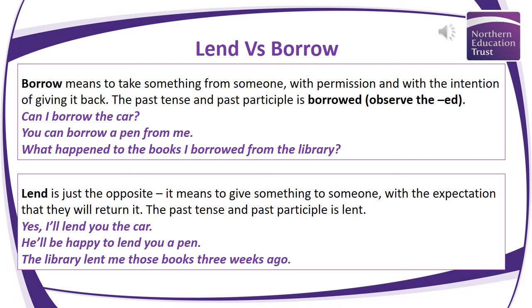So we can see straight away that it's permission and it's the intention of giving it back. So lend is just the opposite. It means to give it to somebody with the expectation that they will return it. So the past tense and past participle is lent. Yes, I'll lend you the car. You won't borrow the car. You will lend the car. So he'll be happy to lend you a pen. And the library lent me those books 3 weeks ago. So remember, to borrow means that you're asking for it, and to lend means that that person is allowing you to take it.